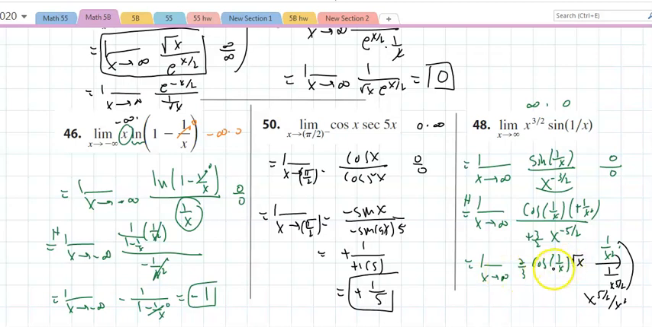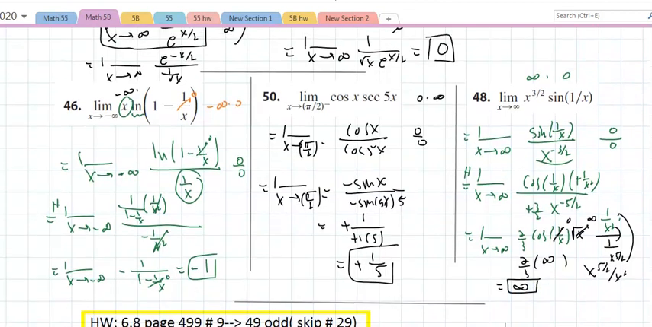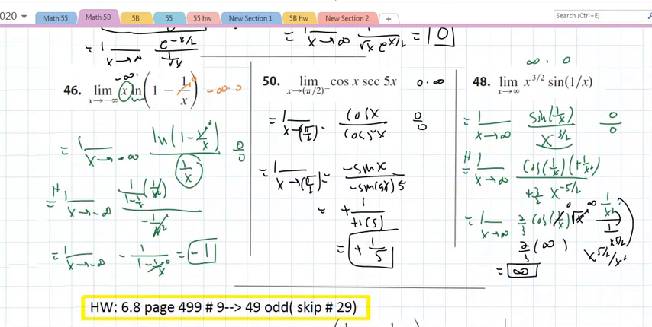As x approaches infinity, this approaches 0. Cosine of 0 is 1. This will be 2/3, and this will approach infinity. And 2/3 times infinity is infinity. And the homework on this section is listed right there.